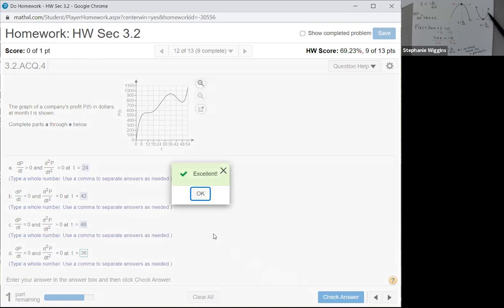Basically it boils down to this. The first derivative is all about, is it increasing or decreasing? And if it's 0, it has a max or min, the horizontal tangent. The second derivative tells you if it's concave up or concave down and where the inflection point is.